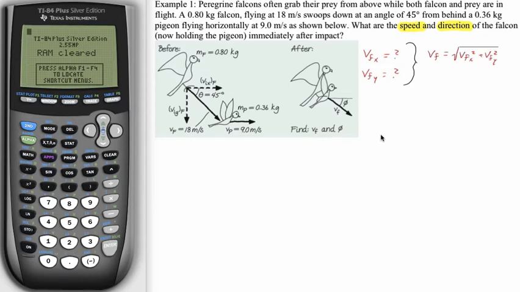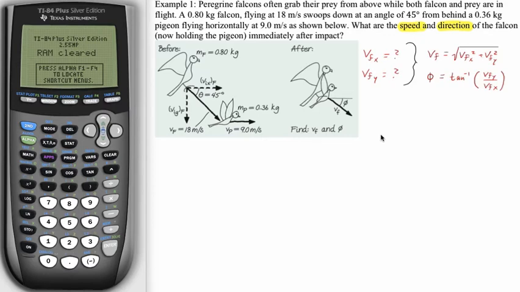And then the direction, phi, as shown in the figure, is going to be tangent inverse. Well, tangent is opposite over adjacent, so it's going to be the y component over the x component of the final velocity of the combined object, the birds together, traveling as one.